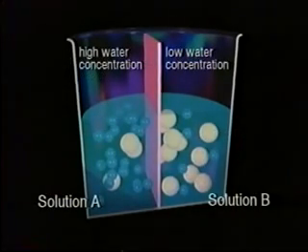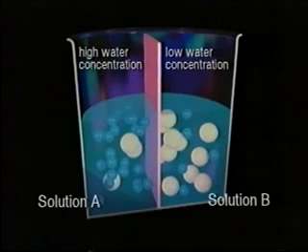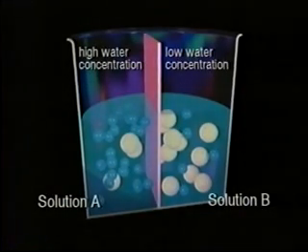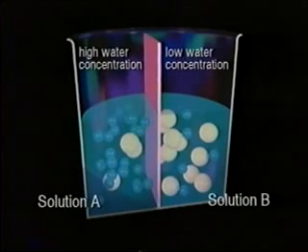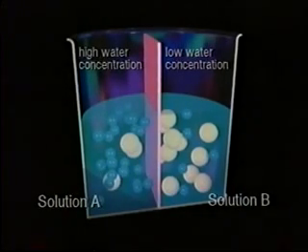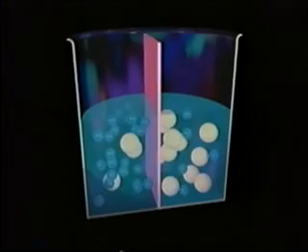The inverse is true of the water. The concentration of water molecules, represented by small blue spheres, is higher in A than in B. The way in which water will behave in this example is similar to how osmosis occurs in cells. The solute molecules are too large to pass through the pores of the membrane. However, water molecules freely move across the membrane.